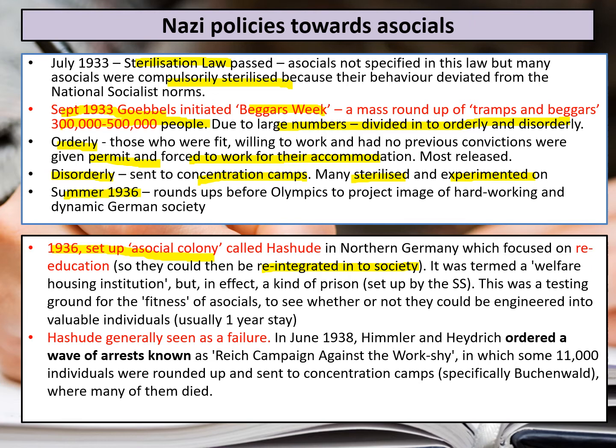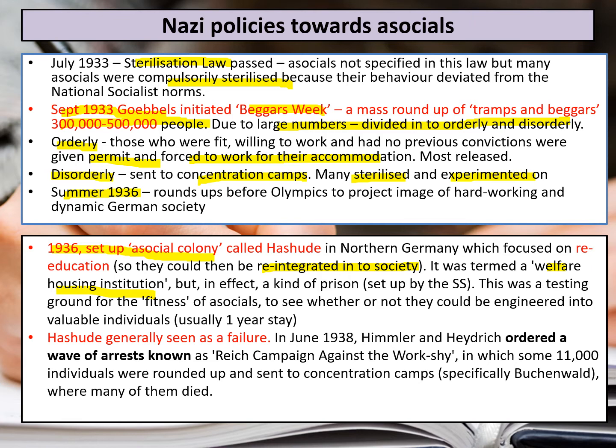So the Hachschuld, this asocial colony, is quite different to a concentration camp. There are some similarities between them in the sense that they couldn't leave, but actually this was kind of like a halfway between normal life and a prison. So the Nazis saw this as a welfare housing institution, and this was a colony that involved 84 houses, which was set up by the SS. So the idea is that they want to try and give them jobs to do while they're there, and they were testing them to see whether they could be re-educated and then brought back into normal German society.